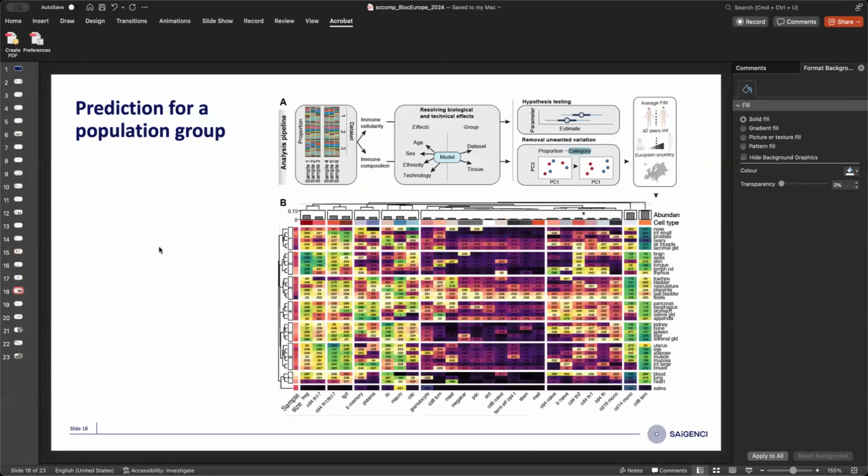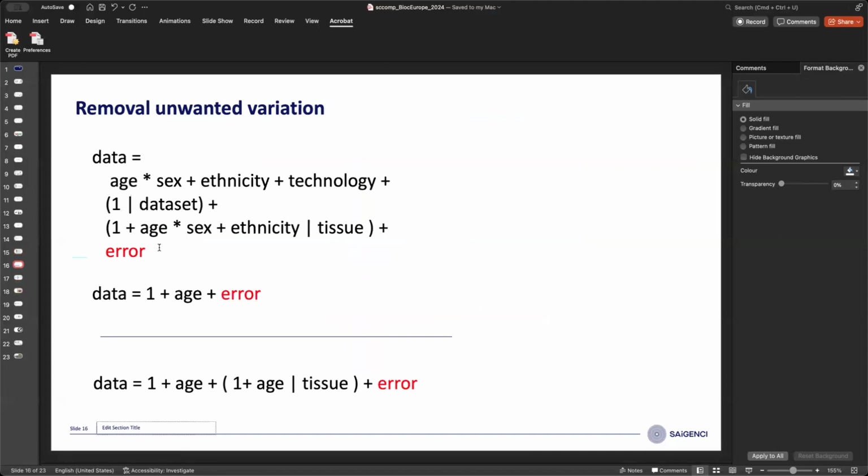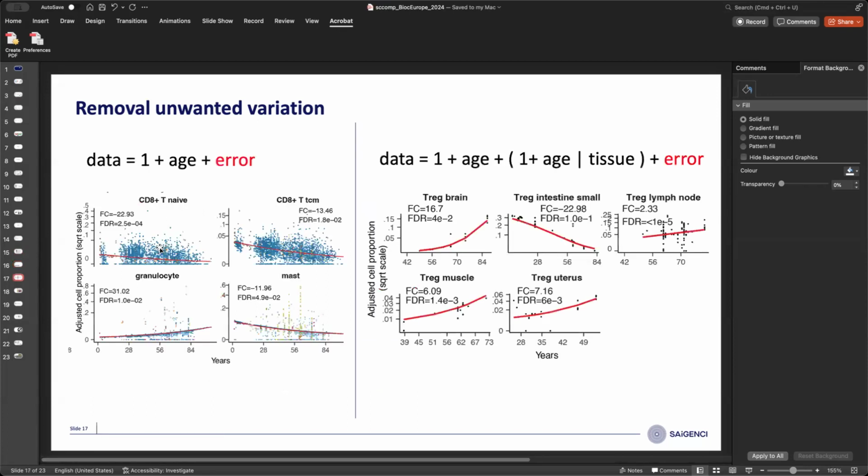So this is how you can remove unwanted variation for any effect you like, both random effect and fixed effect. And again, if you assume your data is generated with this model, you can, in this case, visualize global body effects of age or effect of age on tissue. Again, just specify a sub-formula of the effect you are interested in. And these are the two examples.